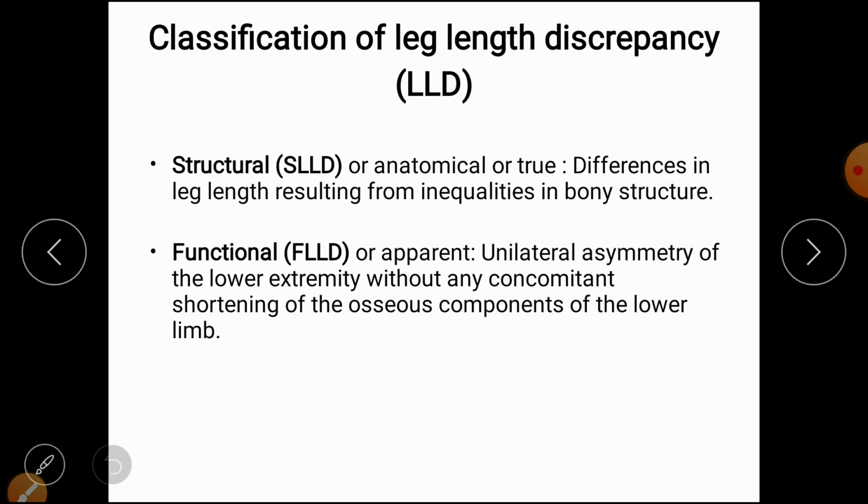The classification of the LLD: we have two types, the structural one and the functional one. The structural, or we can say anatomical or true LLD, is a difference in leg length resulting from inequality in bony structure. If it is without any concomitant shortening of osseous components of the lower limb, it produces unilateral asymmetry of the lower extremity, that is functional LLD.